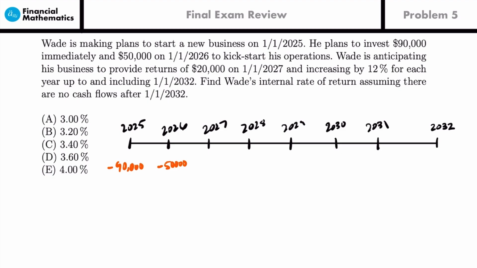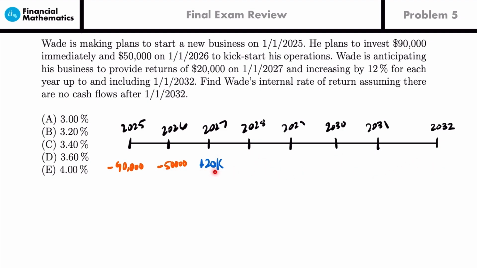Okay, now those are all the outflows that we are told about for Wade's business, but we're also told that he is anticipating his business to provide returns or inflows of $20,000 on January 1st of 2027. That will be right here. And then that's going to increase by 12% for each year up to and including the beginning of 2032. So at the beginning of 2027, there's an inflow of 20,000. I'm just going to write it like that, 20K. And then that's going to increase by 12% for the rest of these years.